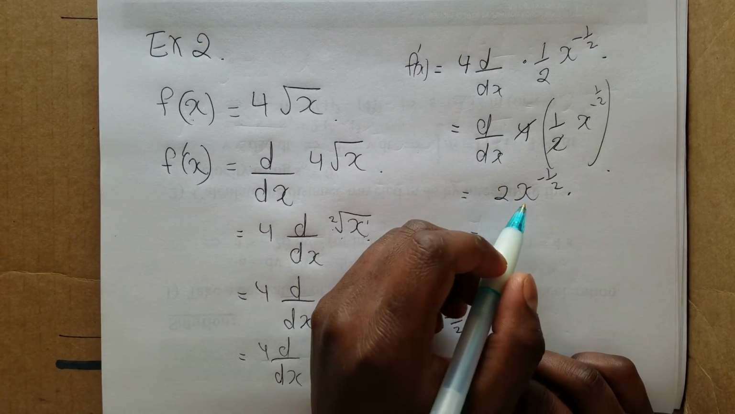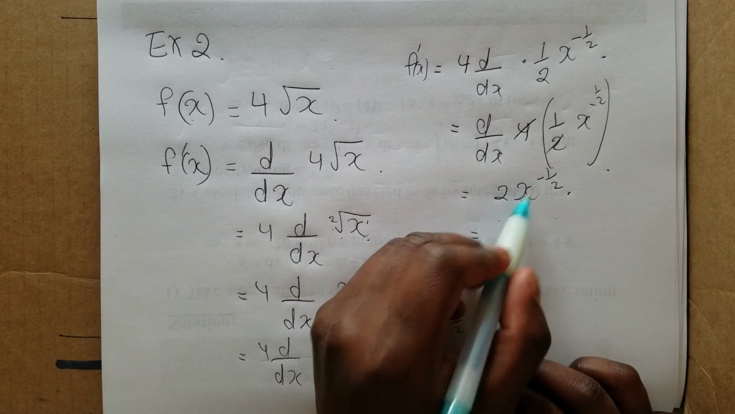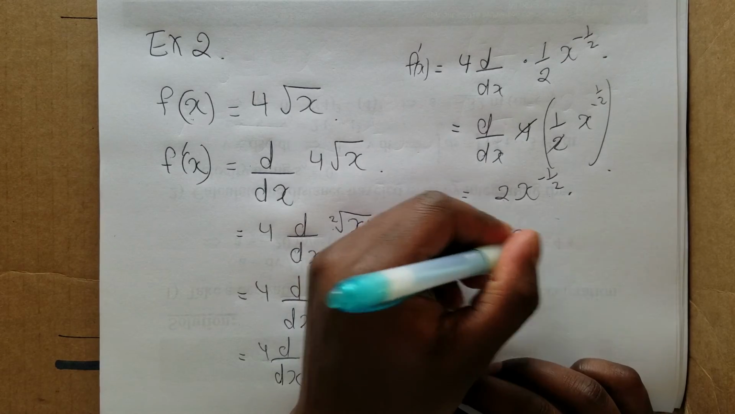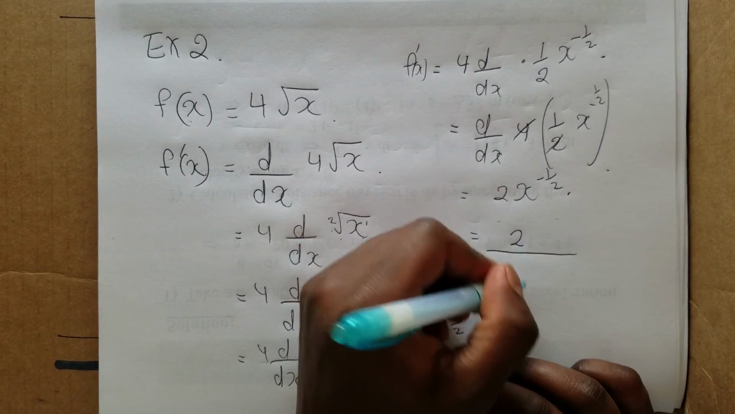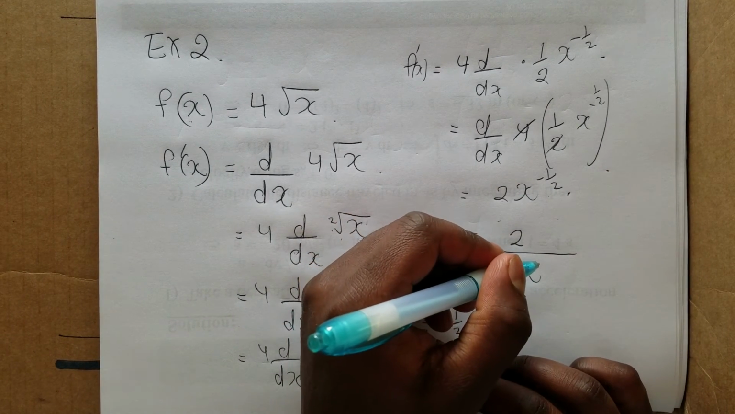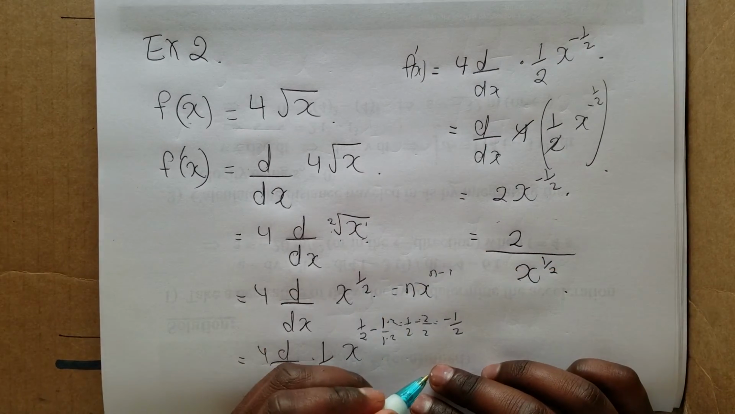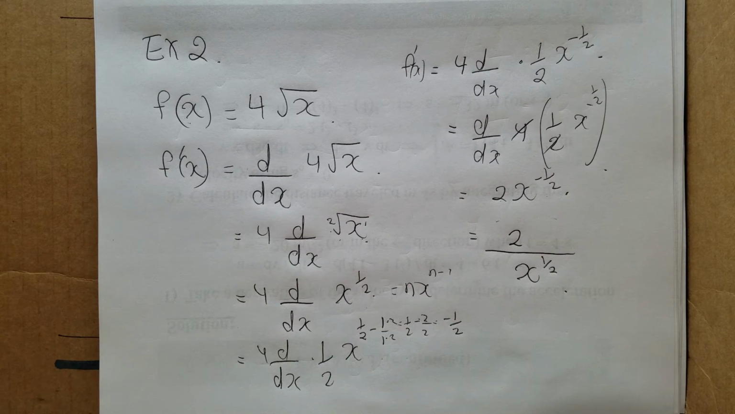If you want to write this now in positive form, this is 2x to the negative a half. This can be written as 2 over x to the half. You put the power at the bottom. Anytime you put the power at the bottom, the exponent becomes positive. So this is the same as that. That's the answer.